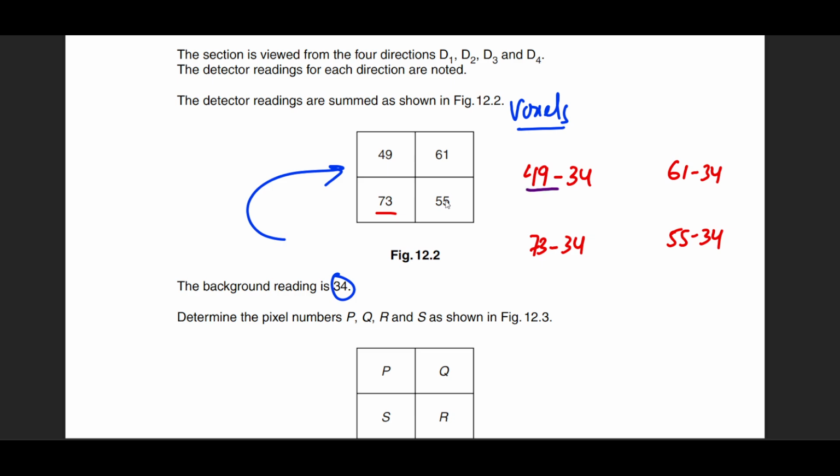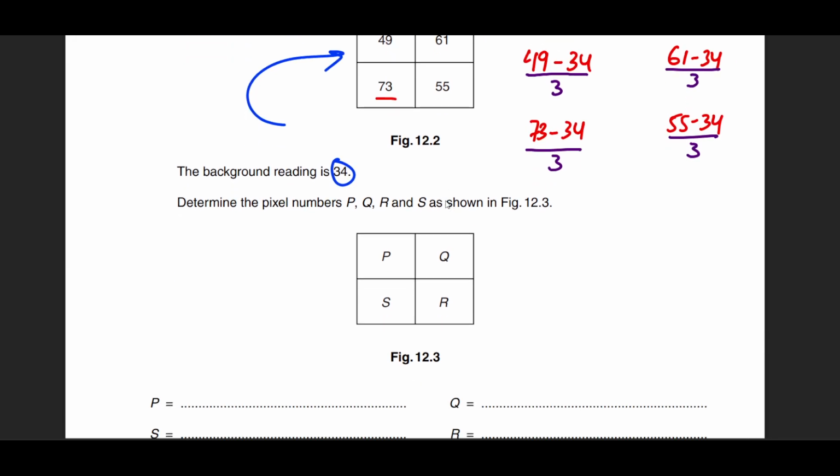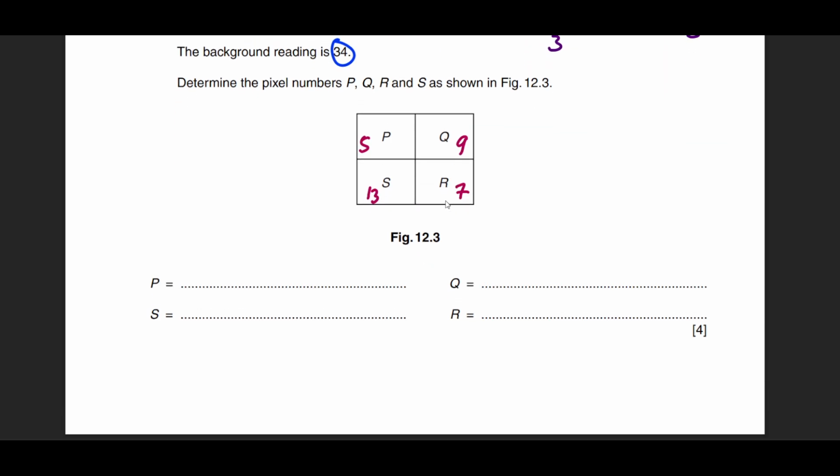So then you divide this by 3. Divide each cell by 3. Please make sure that you don't divide the number by 3 and then subtract 34. That will give you the wrong answer. We first subtract the background radiation, and then divide the answer by 3. As a result, P will come out as 5, Q will come out as 9, and S will come out as 13. R is going to come out as 7. Then you can fill these answers in this place.